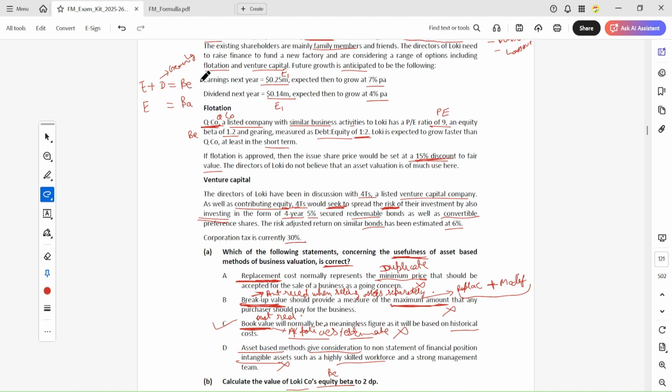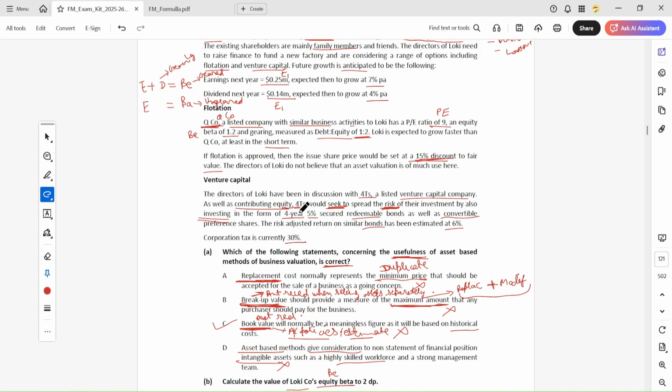So this equity beta will be the geared beta, geared equity beta, and this asset beta will be ungeared because there is no debt, so ungeared asset beta. Okay, this is one more thing you need to understand.